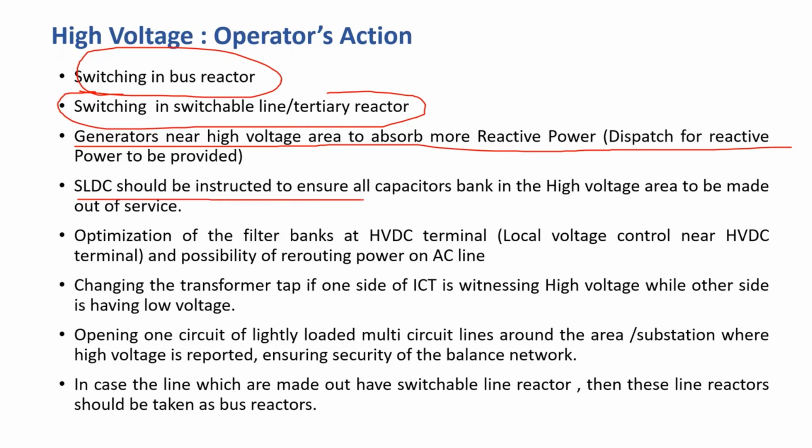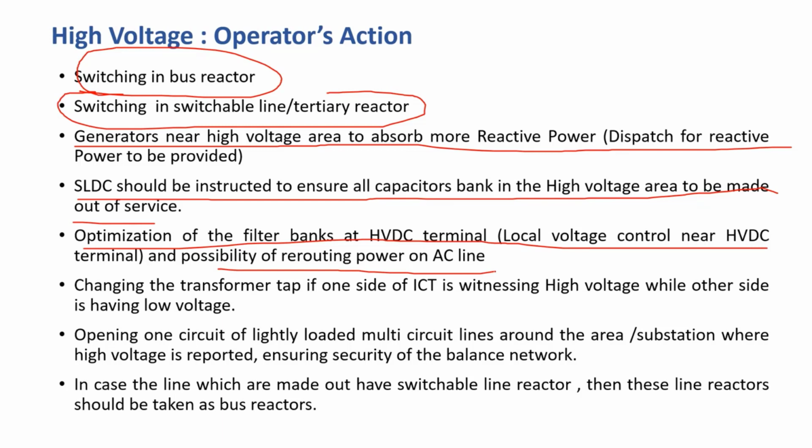SLDC should instruct to ensure all capacitor banks in the high voltage area are made out of service. Optimize filter banks at the HVDC terminal and consider the possibility of routing power on the AC line. If the AC line is lightly loaded, reduce the HVDC power flow and increase the transmission power flow on the AC line so that it is loaded above SIL, so that the reactive power flow on this transmission line will reduce.